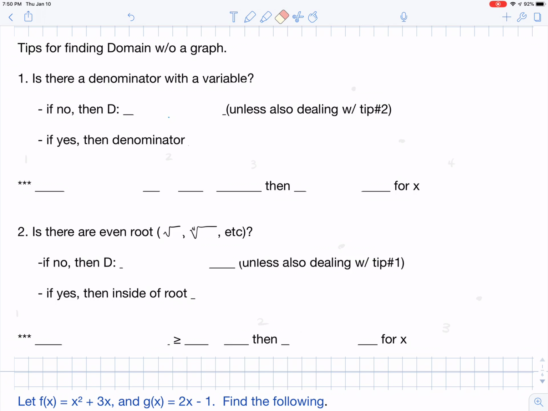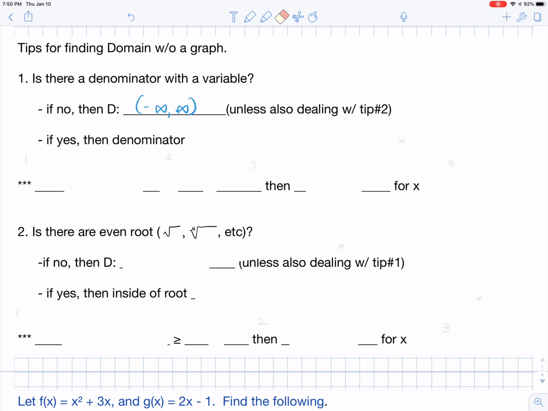The first question you're going to ask yourself is, do you have a denominator that has a variable? So obviously you're going to answer this question with a yes or no. If your answer is no, then automatically your domain is going to be negative infinity to positive infinity, unless of course you're dealing with question number 2, which we'll deal with in just a moment.